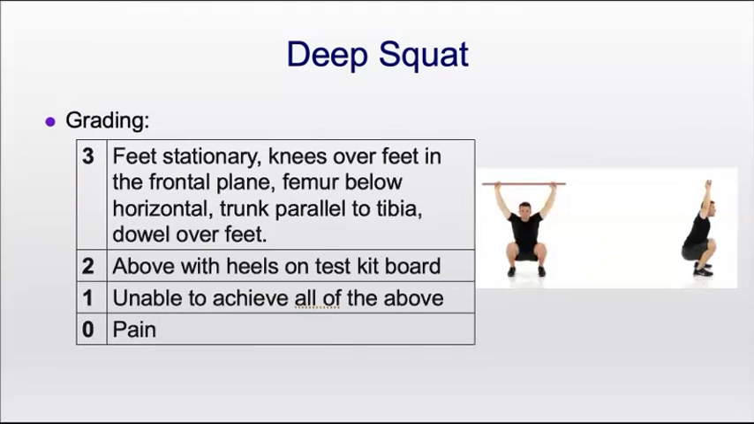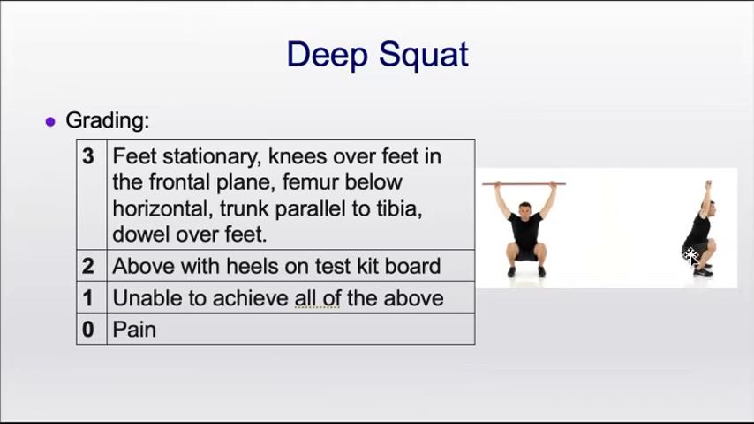Okay, so in order to score the deep squat, again, you do 3 repetitions and you score the best repetition. But in order to be graded as a 3, they need to keep their feet stationary on the ground. Their knees need to be over top of their feet in the frontal plane, or at least they cannot be falling in or collapsing inwards. The trunk needs to stay parallel to the tibia through the whole movement.